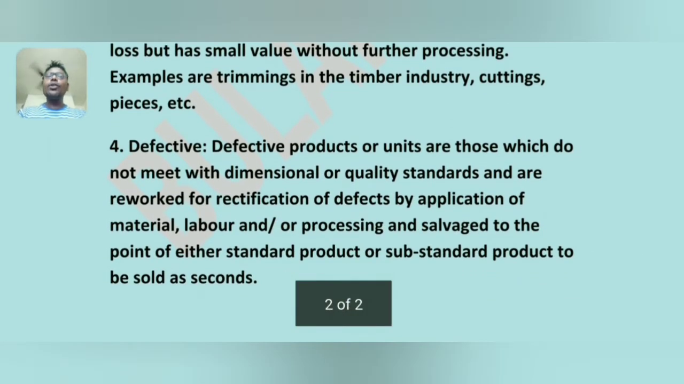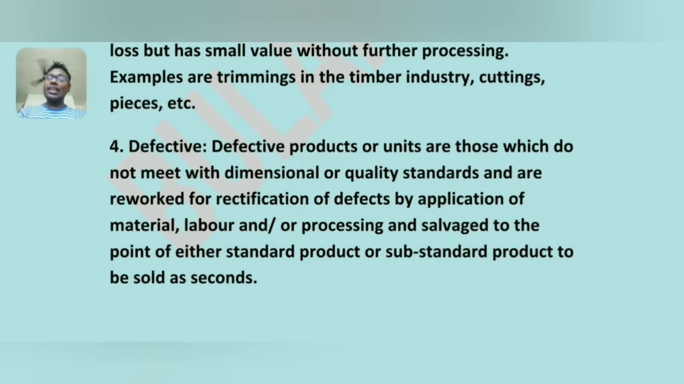Next, point number 4, defective. This is the last point. After this, I will give the explanation. Defective. The defective products or units are those which do not meet dimensional or quality standards and are reworked for rectification of defects by application of material, labor and or processing and salvage to the point of either standard product or substandard product to be sold as seconds. So these are the 4 points.